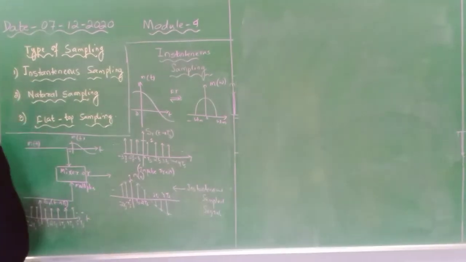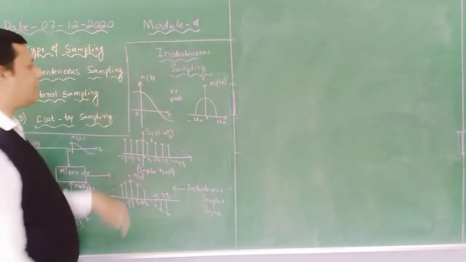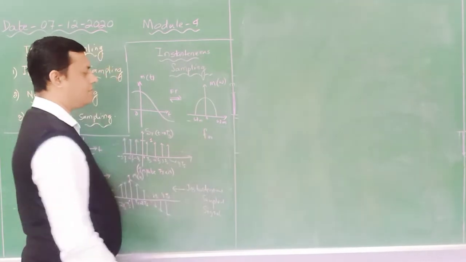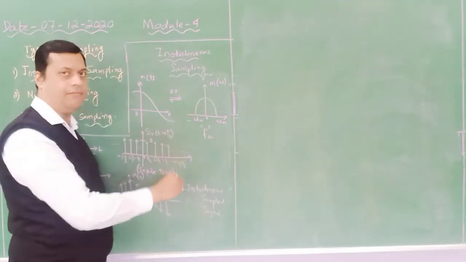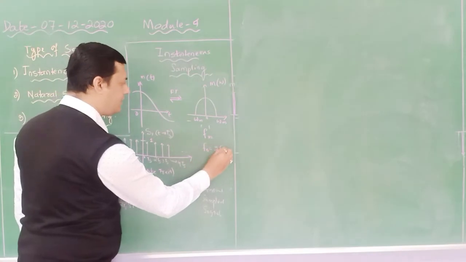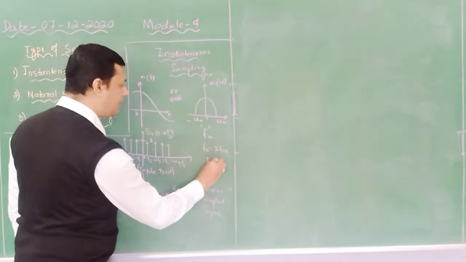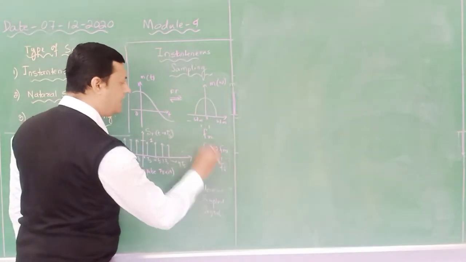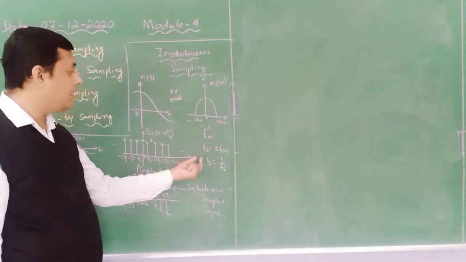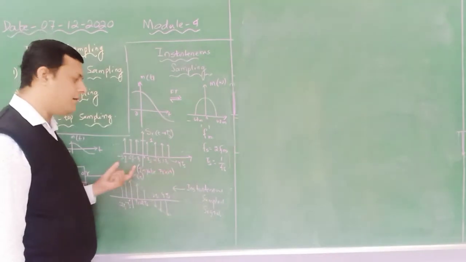Now here what we have considered: first we have considered m of t. Then from this m of t, we are getting fm. According to this fm, the Fs is decided. How much? Twice of Fm. Now once Fs is decided, then we will find out Ts, that is 1 by Fs. And we will generate an impulse train with periodicity Ts.